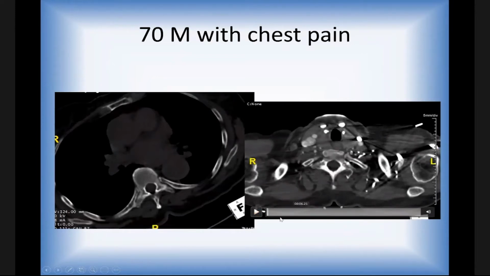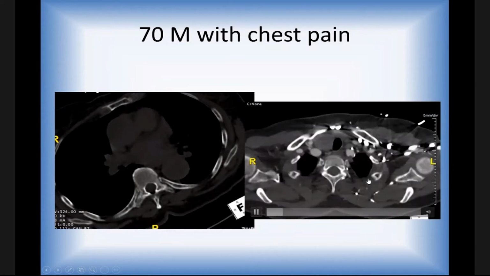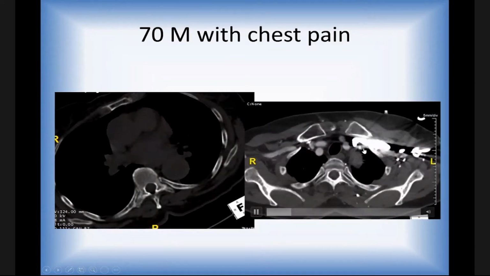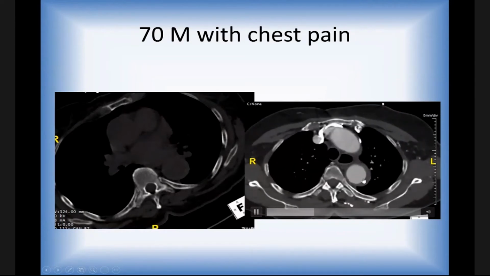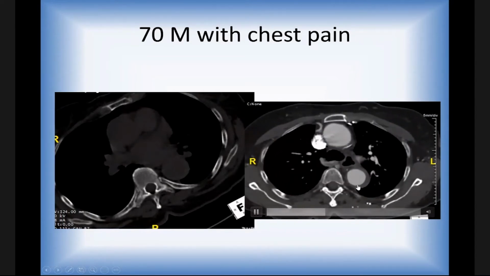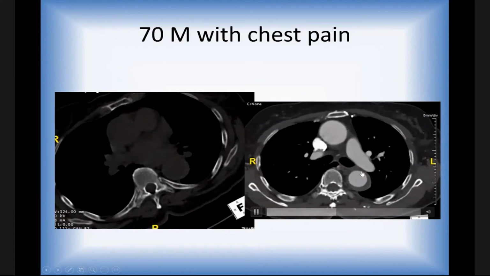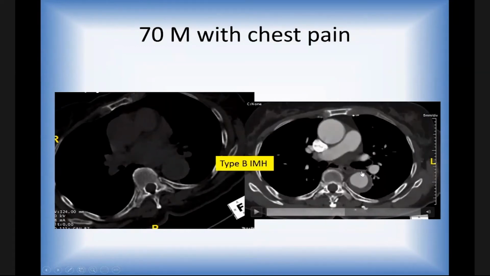And this is the same patient with contrast, arterial phase. You can see this is the intramural hematoma. It doesn't look so bad, right? Doesn't look so bad at all. Just a little bit of intramural hematoma. This is considered type B because the origin is after the takeoff of the left subclavian artery. The treatment is the same as for aortic dissection.